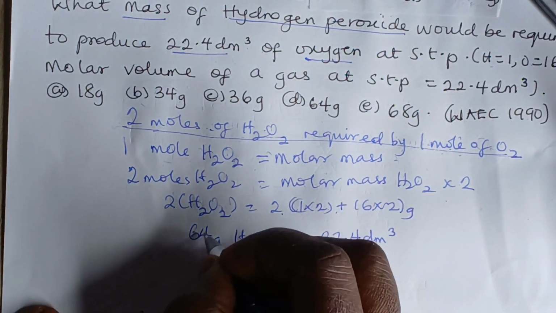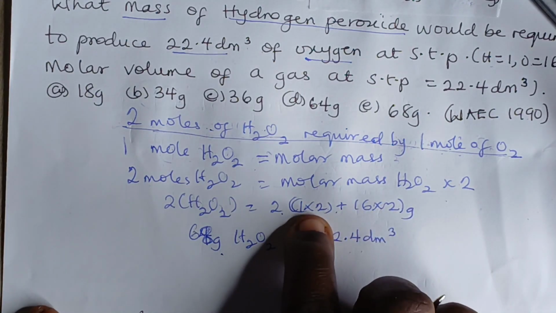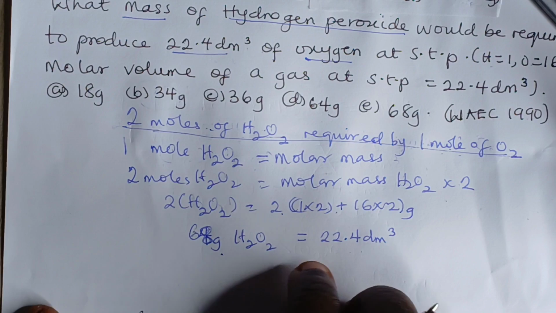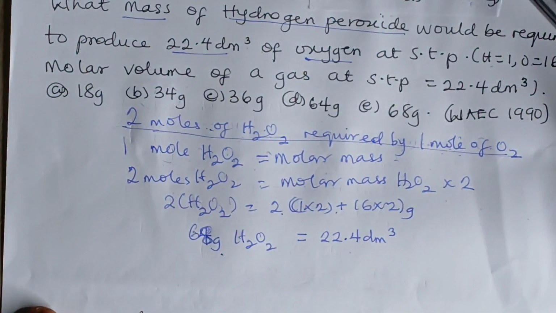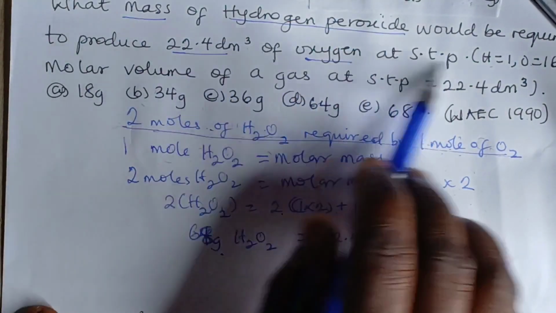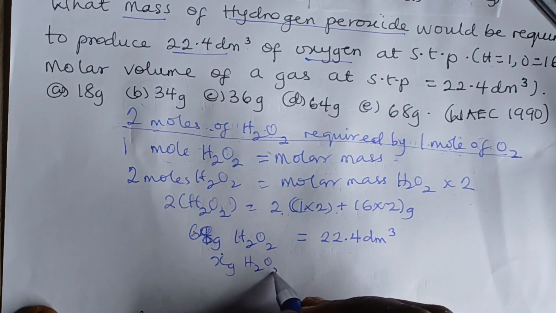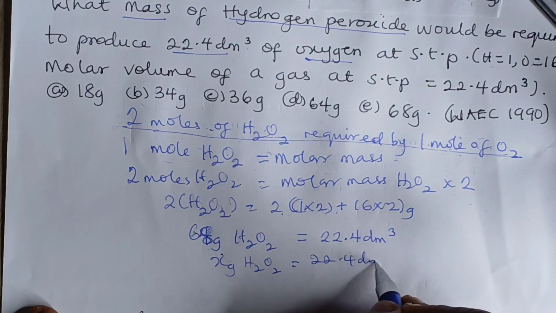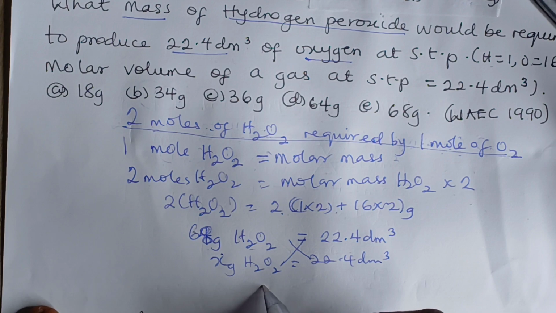So this is 68, because 16 times 2 is 32, plus 2 is 34, multiplied by 2 is 68. So in this case now, what mass of hydrogen peroxide will be required to produce 22.4 of oxygen? I think we've answered the question. That's 68 grams. But if you don't want to do that, if you want to follow the normal way, you get the first line from the equation of reaction, the second line from the question. So what mass of hydrogen peroxide, x grams of hydrogen peroxide, produces 22.4 dm cube. If you cross multiply, you will still get the same thing, or directly answer your question as 68.